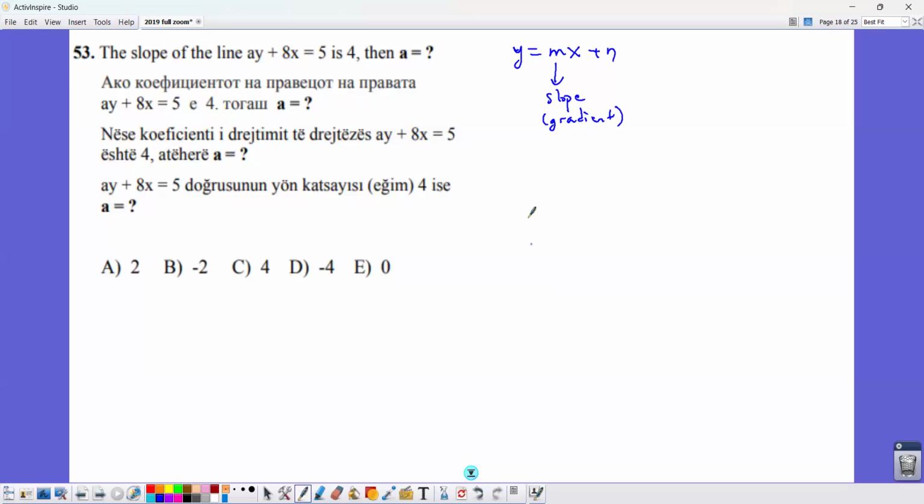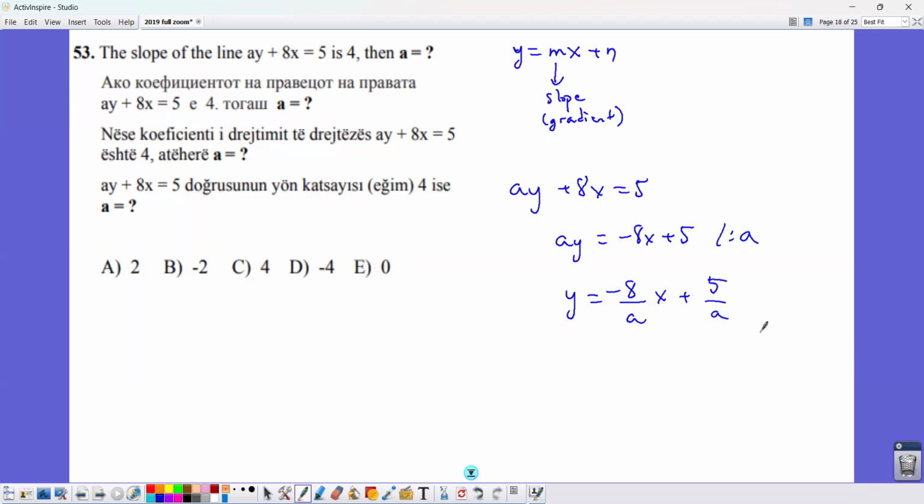So we will try to write this one. We have ay plus 8x is equal to 5 in this form. We need y to be alone to find slope. So I will take 8x to the other side. It will be minus 8x plus 5. Then I will divide by a. So y is equal to minus 8 over a x plus 5 over a.